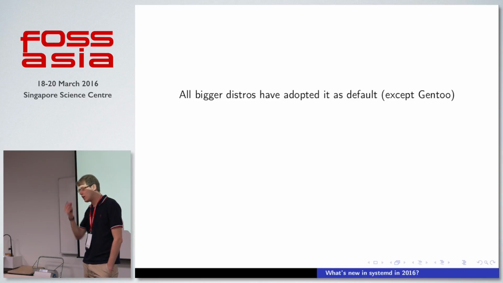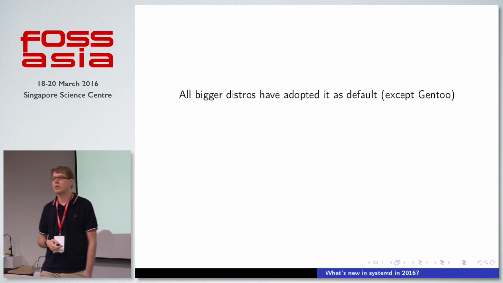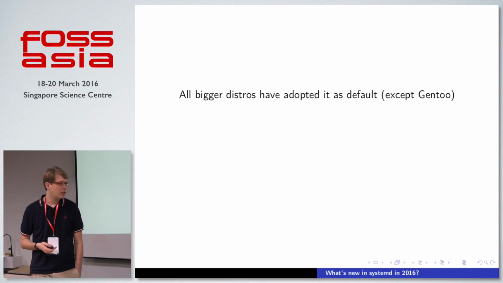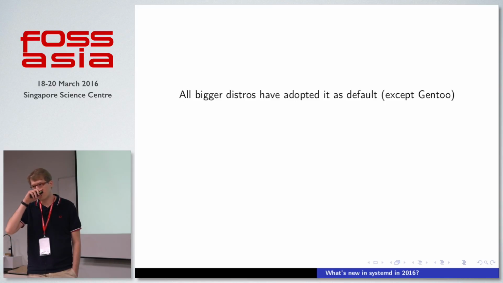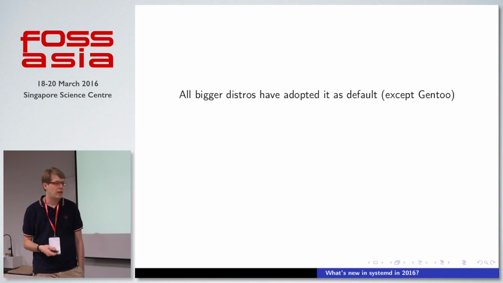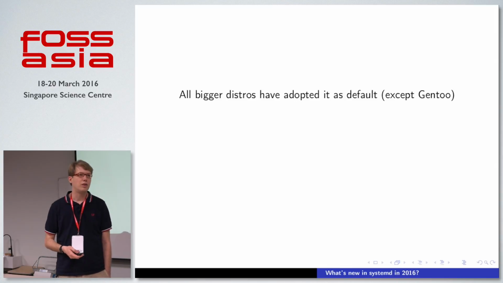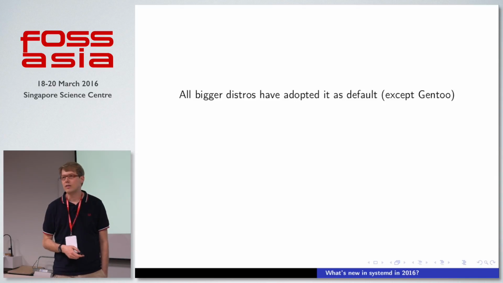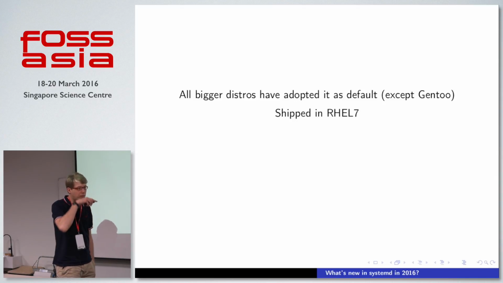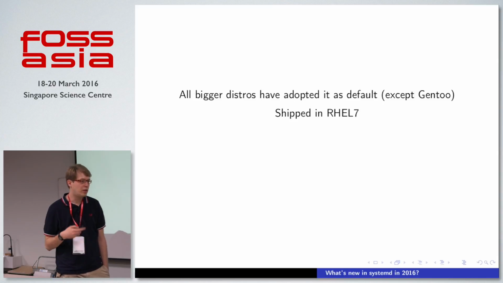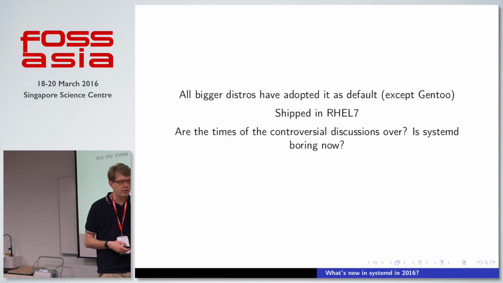Also, systemd has nowadays been adopted by all the big distributions. The one major exception that people know is Gentoo, but everything else, all the commercial distributions like RHEL and SUSE and things like that, have adopted it, and all the community distributions like Debian and Fedora have too. So if you're running a distribution from the last year or two, you're very likely to run systemd. So it's commercially and community adopted, I guess.